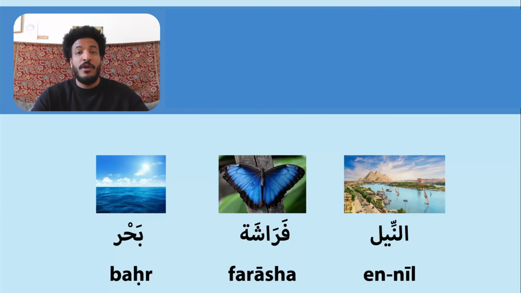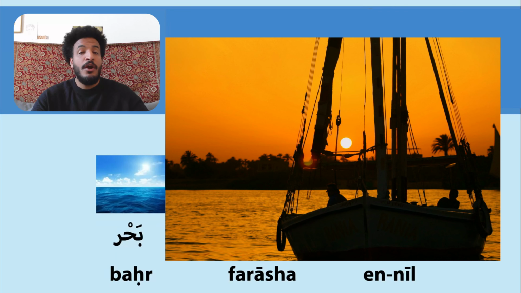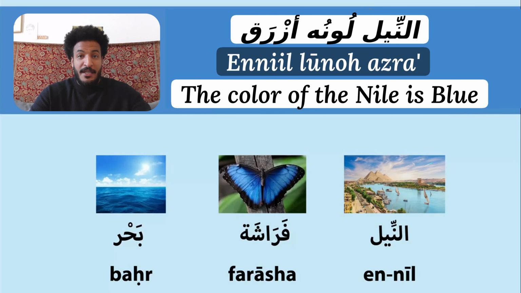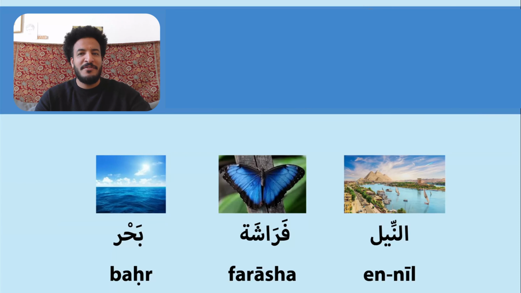One of the things you should do if you're in Egypt and you're near the Nile is to ride a felucca, whether in Aswan or in Cairo, and have one of those felucca parties. So النيل لونه أزرق. This is our sentence. The color of the Nile is blue. And if you rode a felucca in the Nile, let me know how it was.